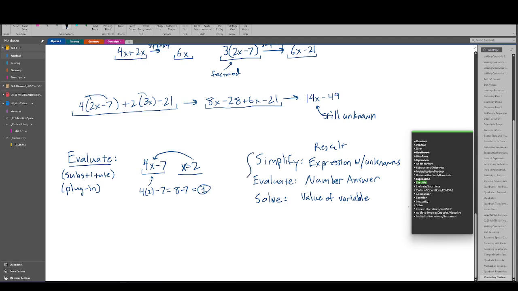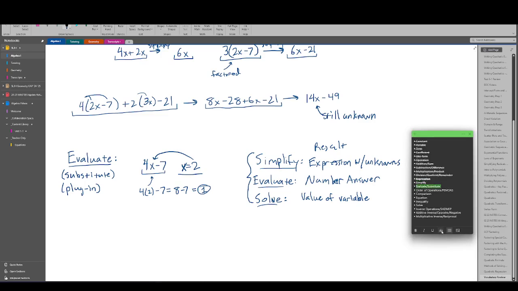So simplify, evaluate, and solve are some things that we get very confused in Algebra 1. Really commonly, we confuse these three things, and they all mean importantly different things. So you simplify an expression, or evaluate an expression if you're given a value of your variable, and you only solve things that have some kind of comparison of two expressions. So that's what we'll talk about next.